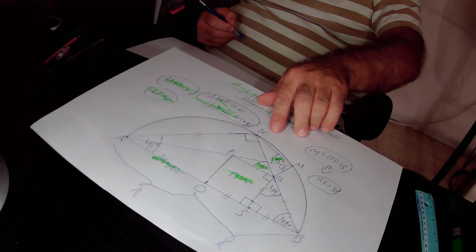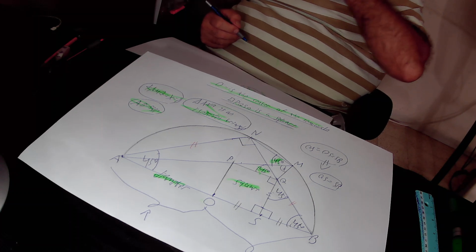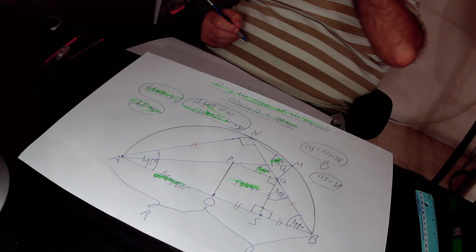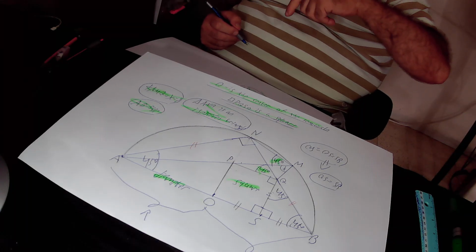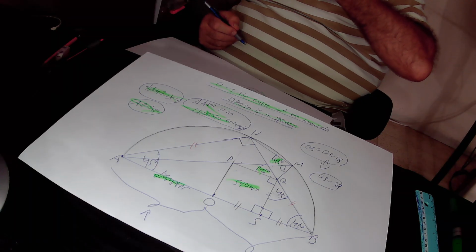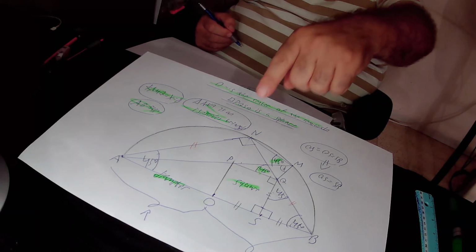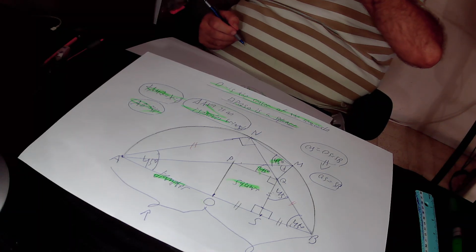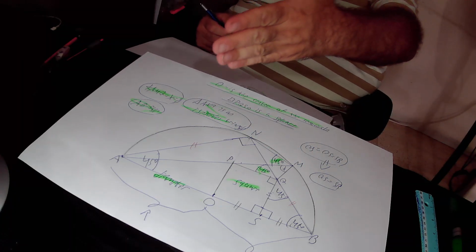The perpendicular to the base AB bisects the base AB. If the perpendicular to the base bisects the base AB, it means that the perpendicular touches the base AB at its midpoint. What is the midpoint of AB? AB is also the diameter.